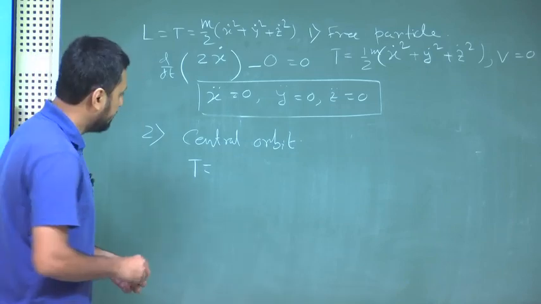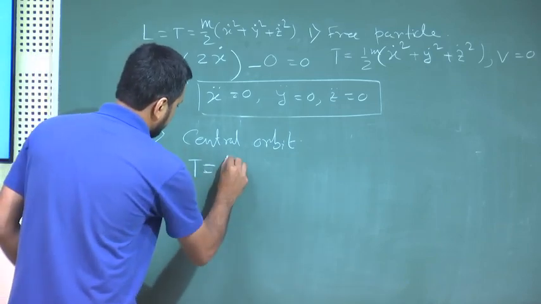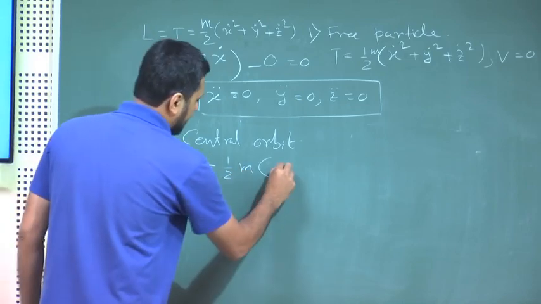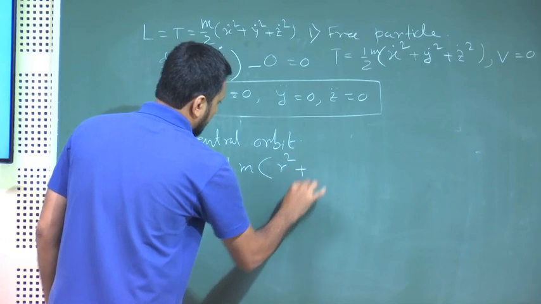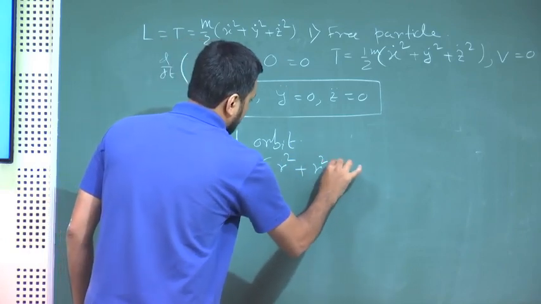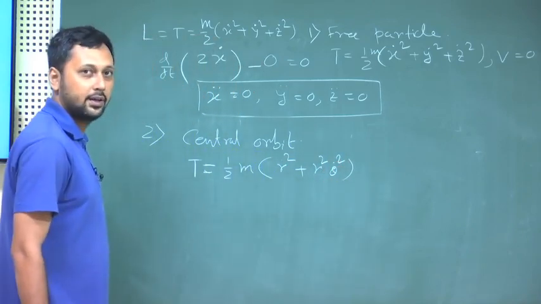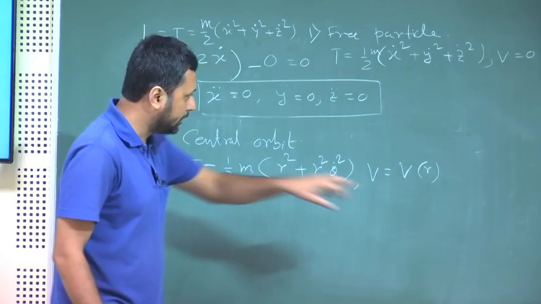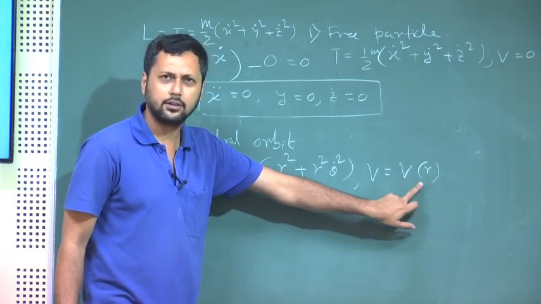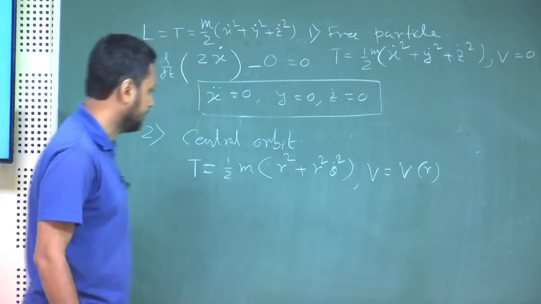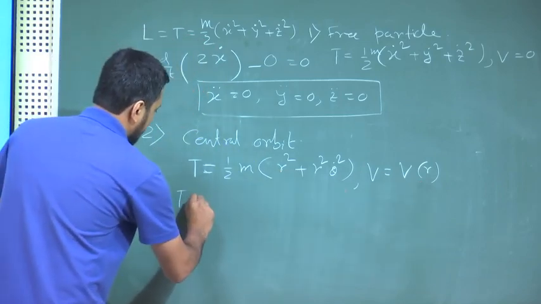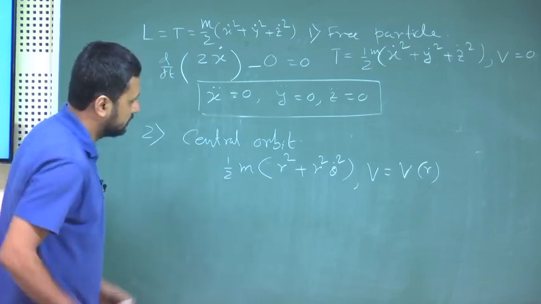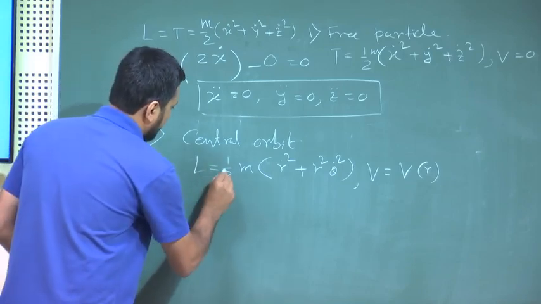So, we straight away start writing: half m v square will be what? v_r squared, which is r dot square plus r square theta dot square, and V is equal to V(r). This is the potential function of the central force in question. So, your Lagrangian L will be simply, I will just not write it again.